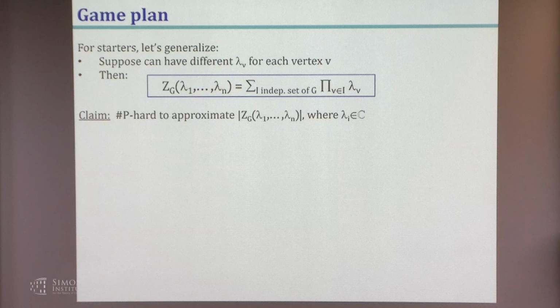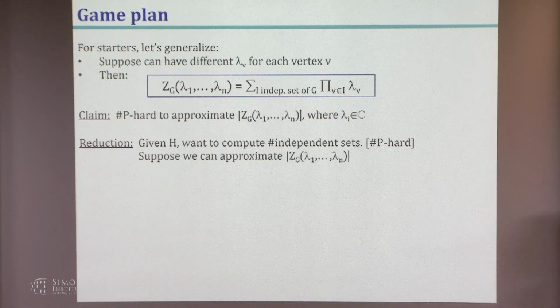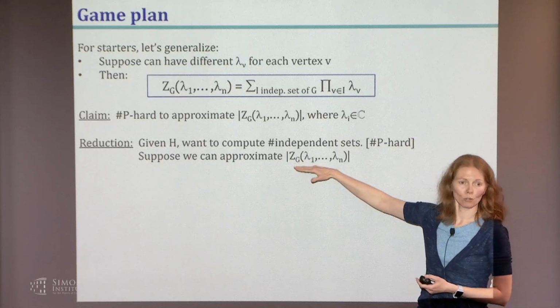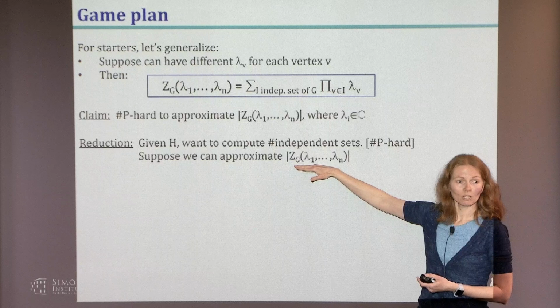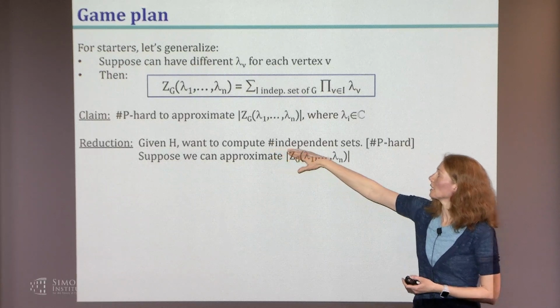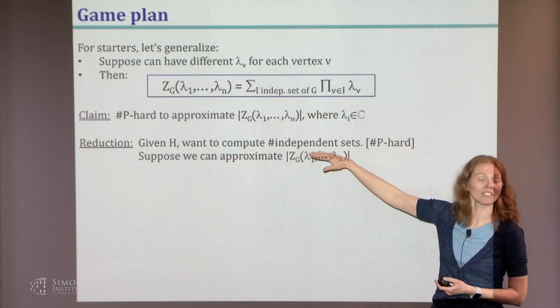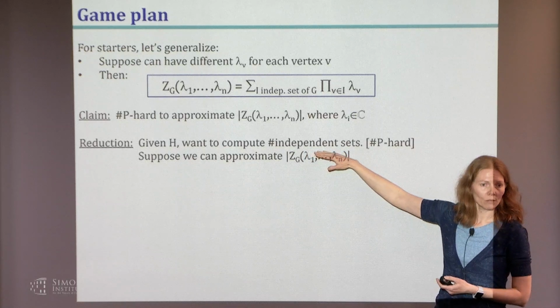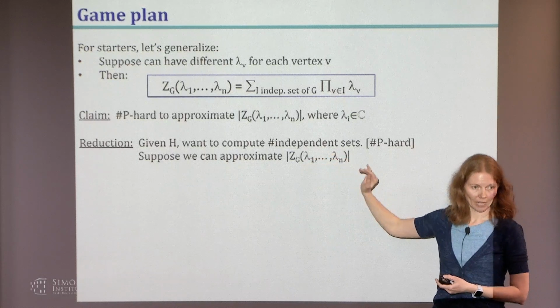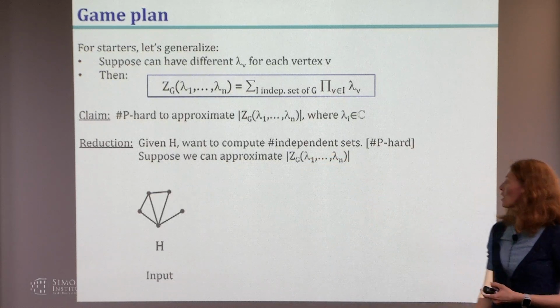And how does that work? What we are going to do is pretend that we can approximate this norm. And then from that, we are going to conclude that we would be able to solve the problem of computing the number of independent sets in a given graph exactly, which we know is a hard problem, which means that our problem has to be hard as well. Okay? So here is a picture.